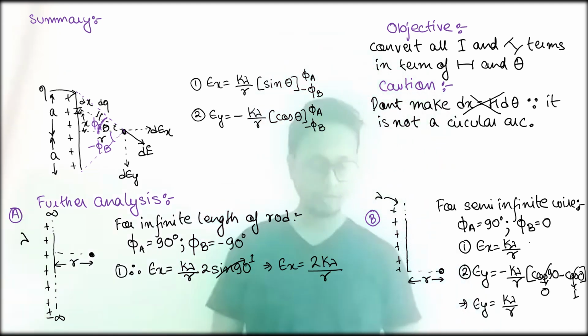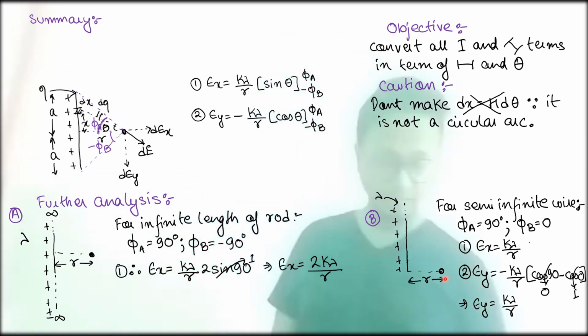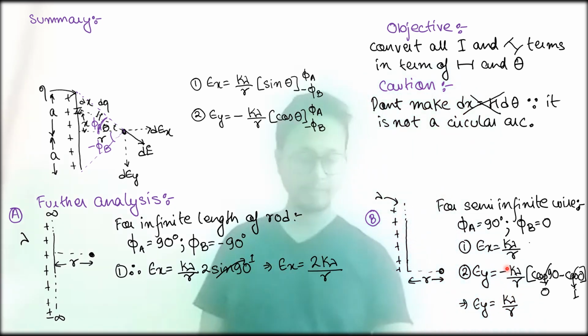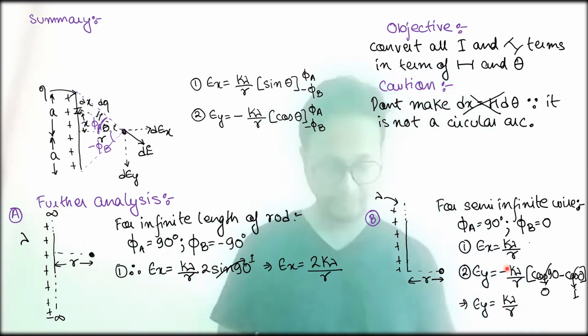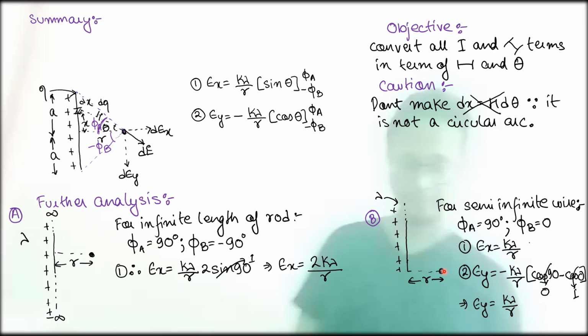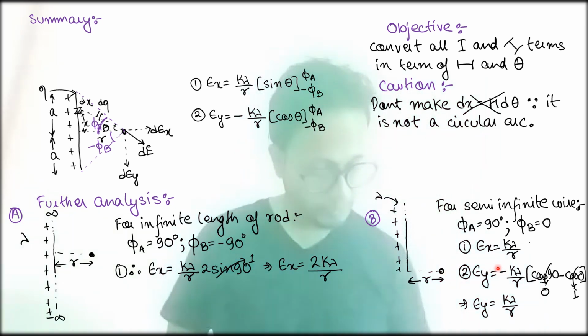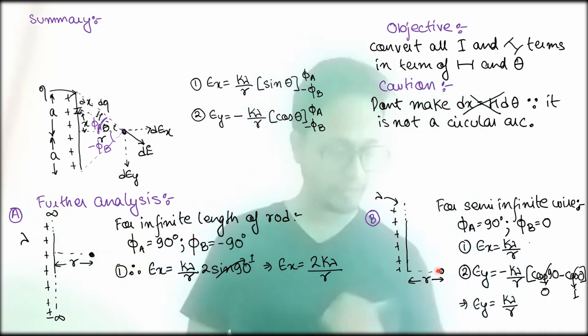So the y component of electric field here is also k lambda by r. Now I want to note something here. This minus, what does this minus signify? If you pay attention, the x component of electric field would be in this direction, away from the wire.